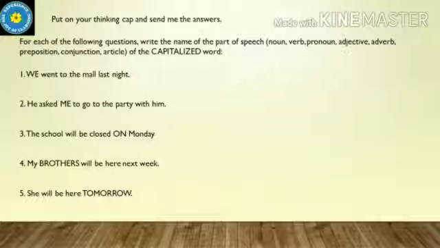Children, I hope you understood what the parts of speech are and its multiple uses.